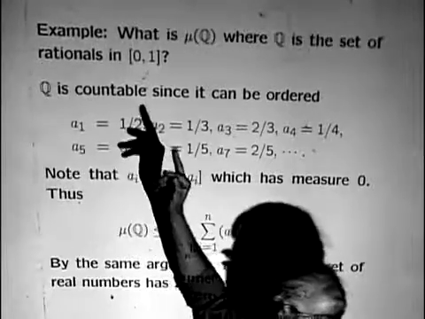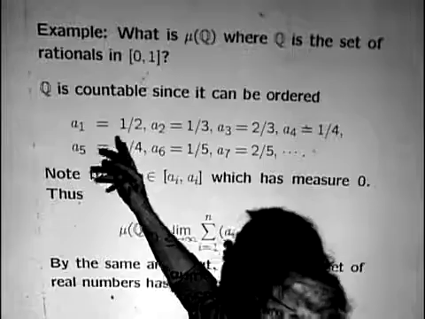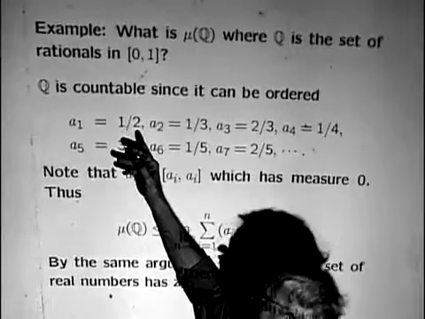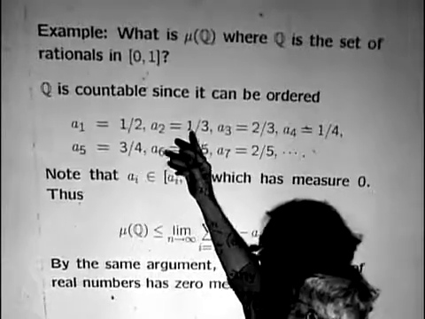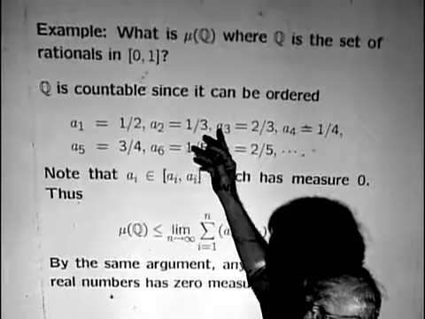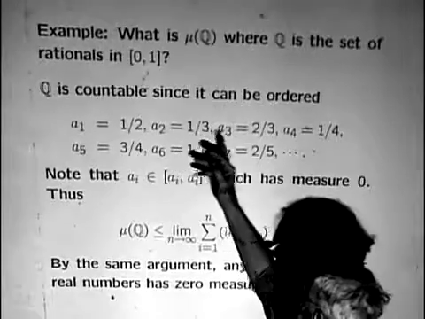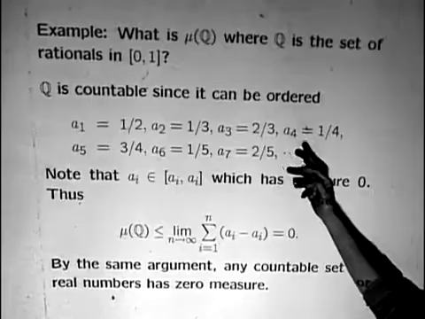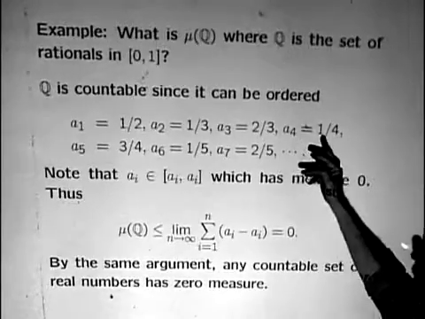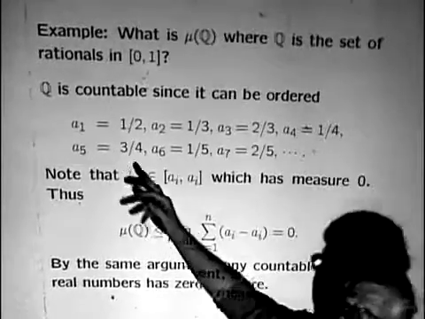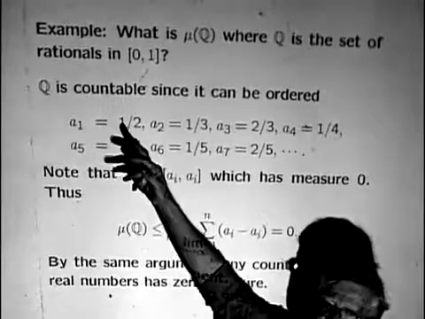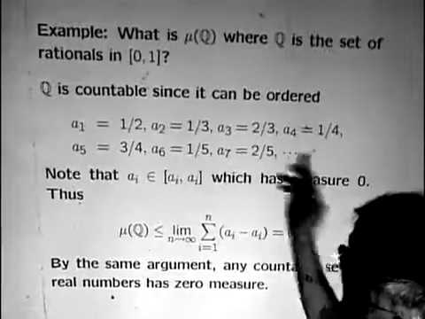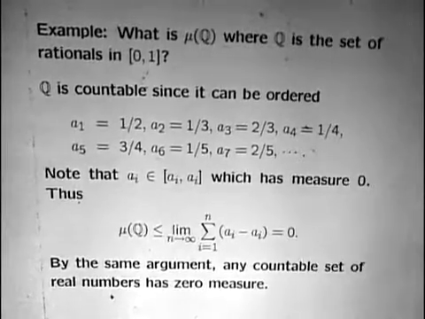So I start out with 1/2. That's the only rational number strictly between 0 and 1 with a denominator of 2. I then look at the numbers which have a denominator of 3. So I have 1/3 and 2/3. I look then at the rational numbers which have a denominator of 4. I have 1/4. I have to leave out 2/4 because that's the same as 1/2, which I've already counted. So I have 3/4. Then I go on to 1/5, 2/5, 3/5, 4/5, and so forth.